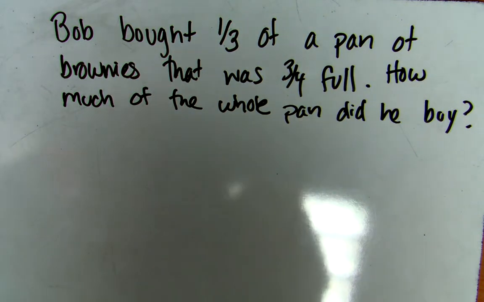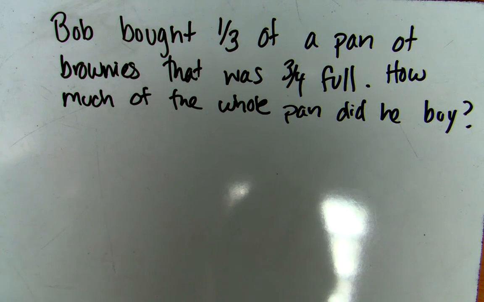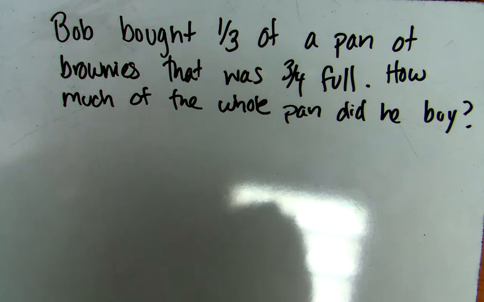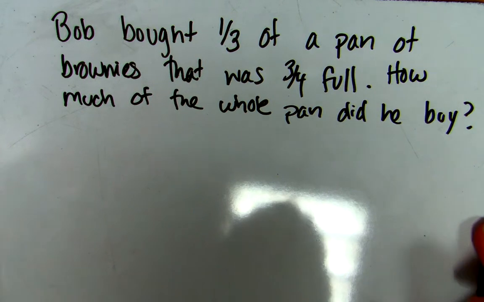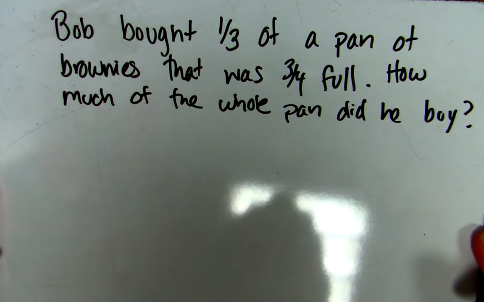So our problem is: Bob bought 1/3 of a pan of brownies that was 3/4 full. How much of the whole pan did he buy? Before you actually start your model, you might want to do a few things. You might want to think about how to put this in slightly different words, and you might want to think about an estimate for your answer.